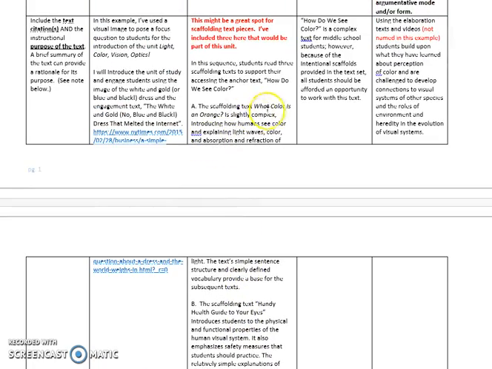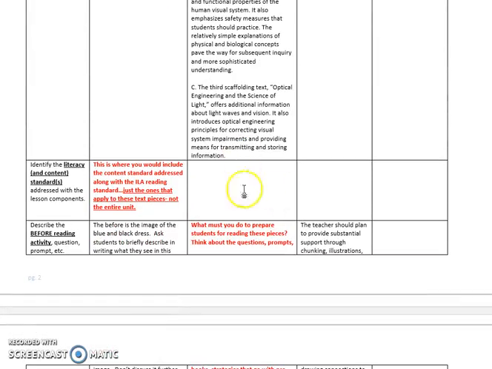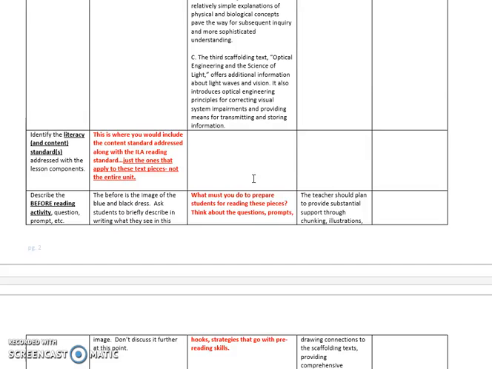I describe the pieces. Here's the name of the article. For expedience purposes and sharing purposes on this screencast, I did not provide the link to the articles, but you would need to do so. Then I explain the rationale and purpose for including this. Next, I move on to the standards and insert those.